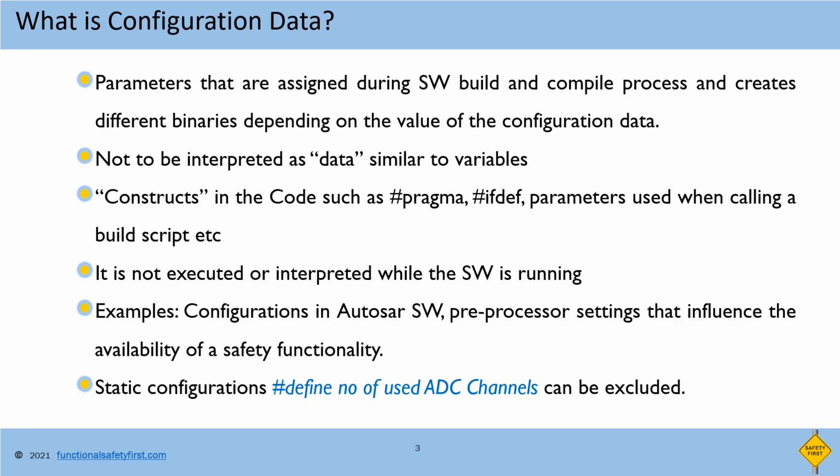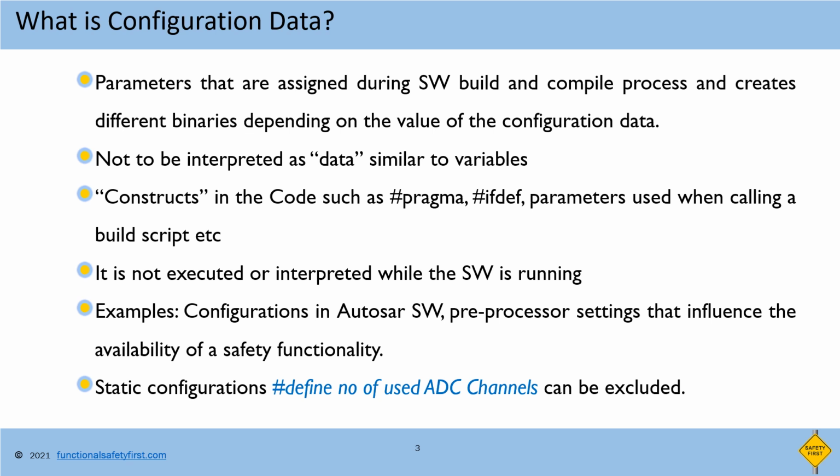Configuration data refers to those parameters that are assigned during the software build and compile process. They create different binaries depending on the value of the configuration data. Note here that data is not to be interpreted in the same way as you would interpret a variable holding a data. Rather, the data here refers to constructs in the code such as #pragma statements, #if statements, and parameters that are used when calling a build script. Clearly, these are not executed or interpreted while the software is running.